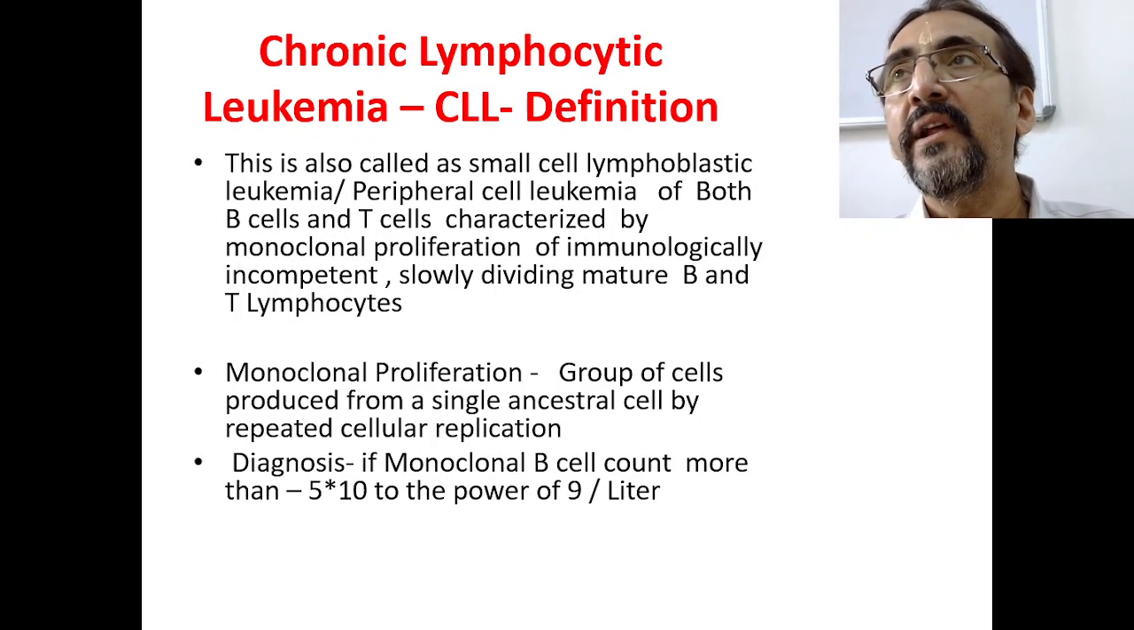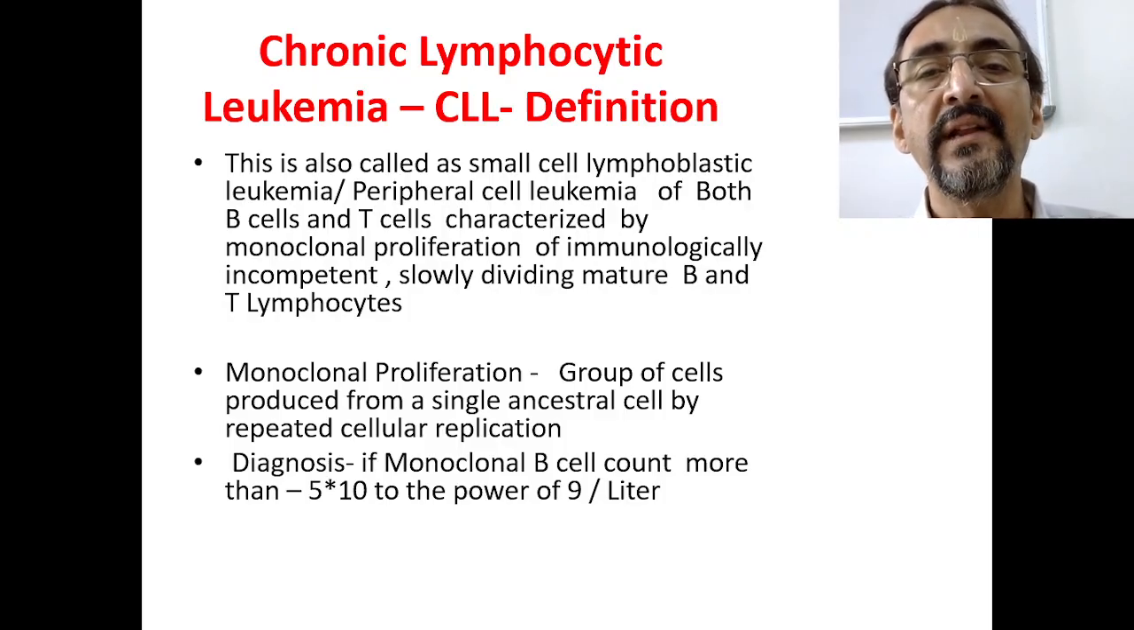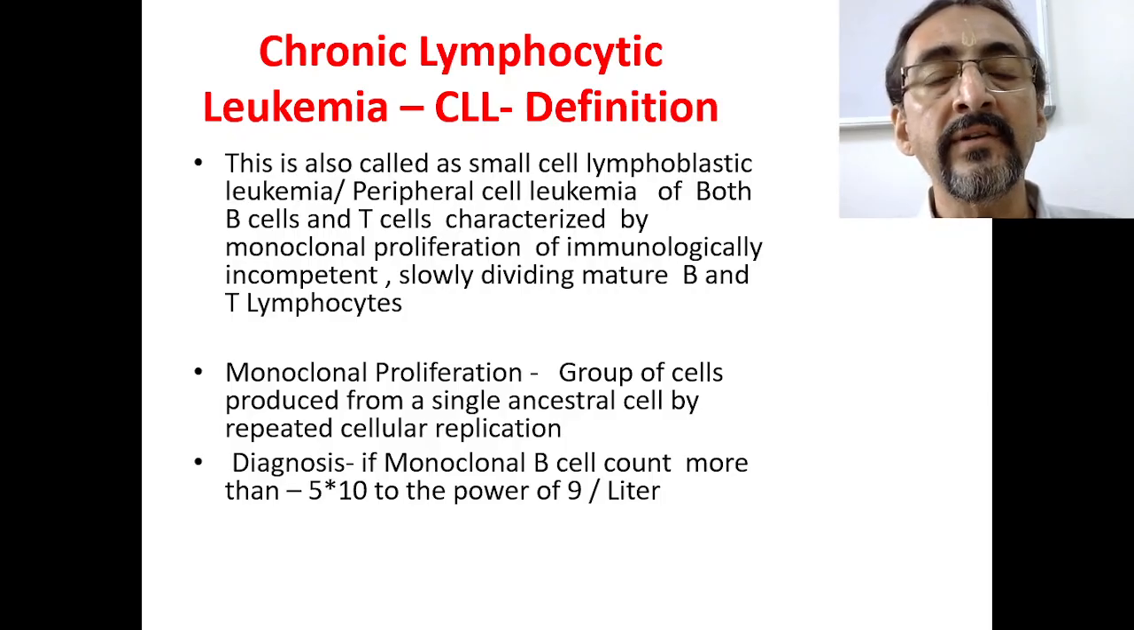Now, if you look into the definition of chronic lymphocytic leukemia, this is also called small cell lymphoblastic leukemia, or it is also called peripheral cell leukemia of both B cells and T cells, which is characterized by monoclonal proliferation of the immunologically incompetent, slowly dividing mature B and T lymphocytes. Monoclonal proliferation means a group of cells produced from a single ancestral cell by repeated cellular replication.